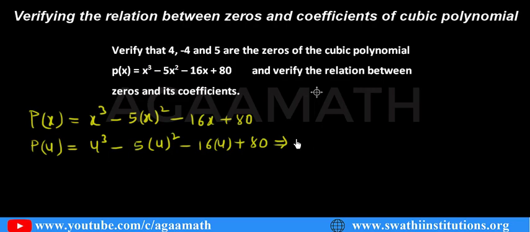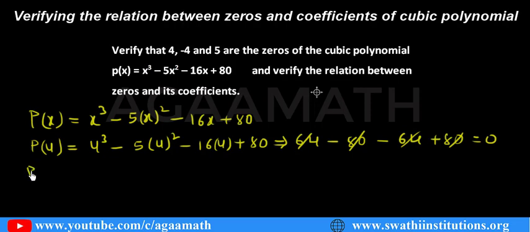So 4 cube is nothing but 64, minus 5 into 4 square, which is 16; 16 fives are 80, minus 16 fours are 64, and plus 80. Minus 80 plus 80 will cancel, and minus 64 plus 64. That means it is equal to 0. So when I substitute 4 in this cubic polynomial, the value becomes 0, so 4 is said to be a zero of this cubic polynomial. Let us check with minus 4 and 5 now.